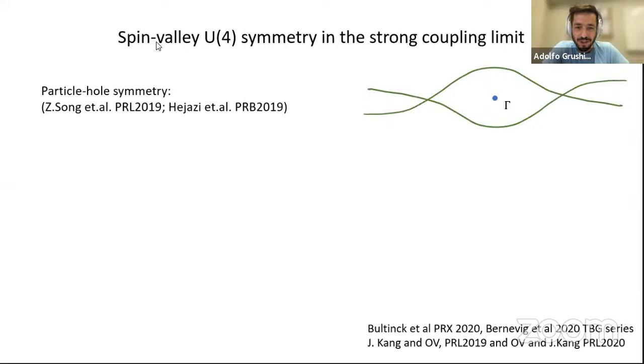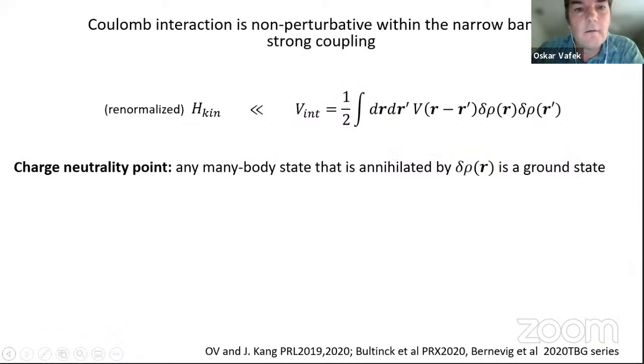So actually, there's a question on particle hole symmetry. How do the high energy degrees of freedom affect the particle hole symmetry for the flat bands? Okay. So I didn't discuss this, but that's a very good question. But we can actually do that calculation in real time. So let's see. Let me go back to.